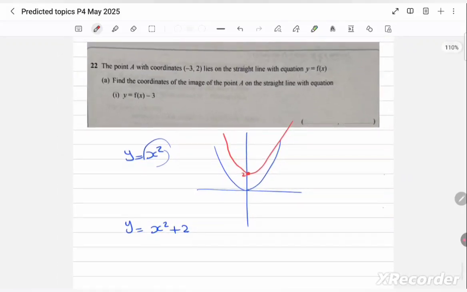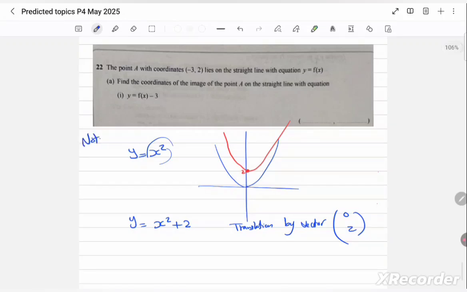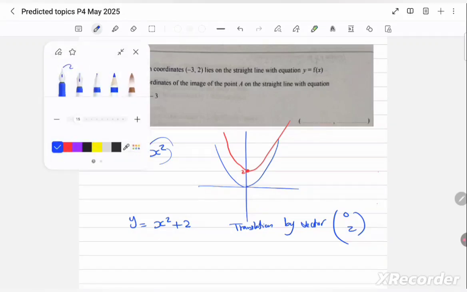So this is translation in the y-axis, up by 2. Or in different words, we say translation by vector 0, 2. Like 0, 2 means no change happened in the x-axis, and the change happened in the y-axis. So this is the idea. This is just a note for you before solving.